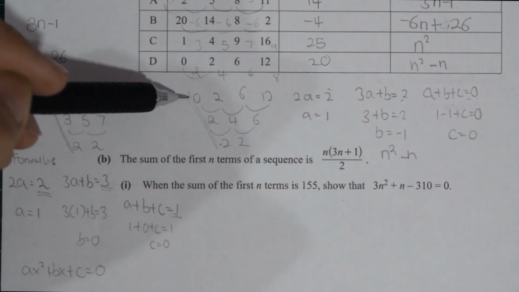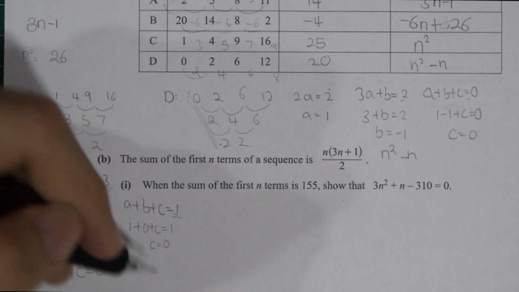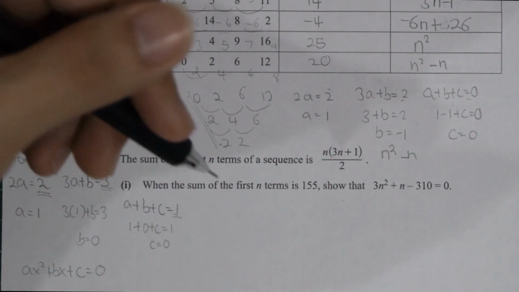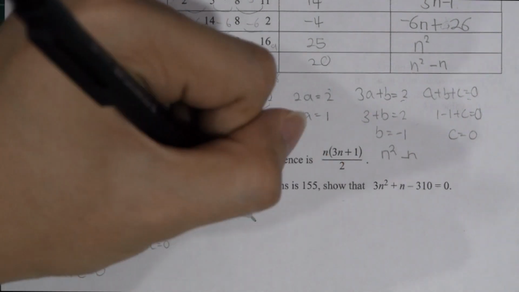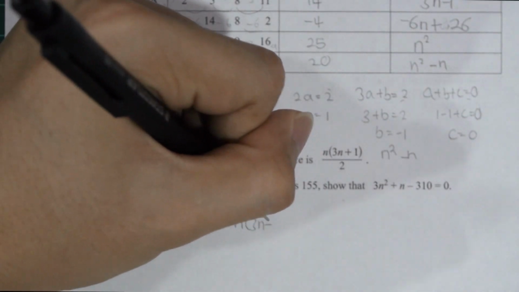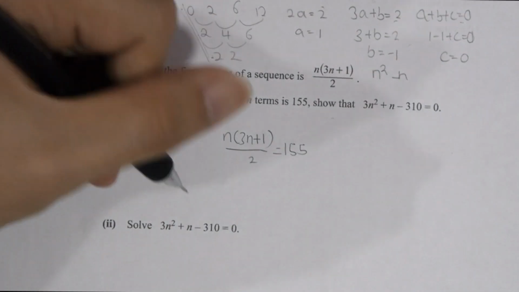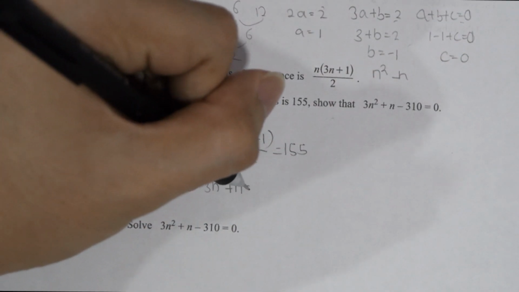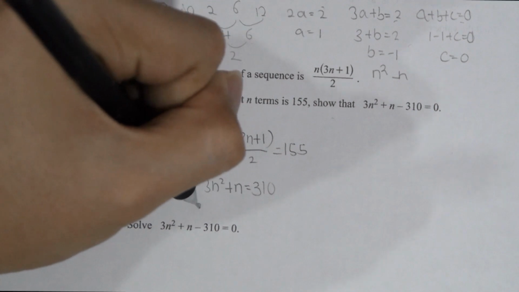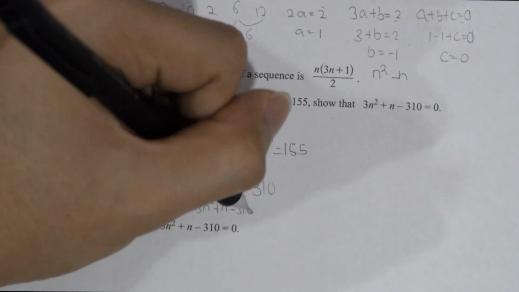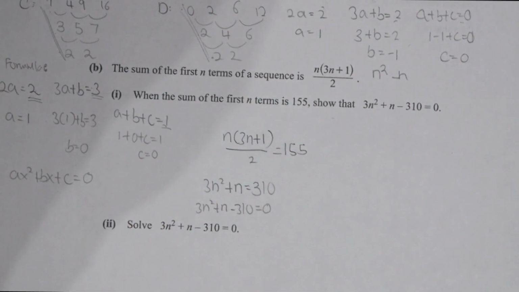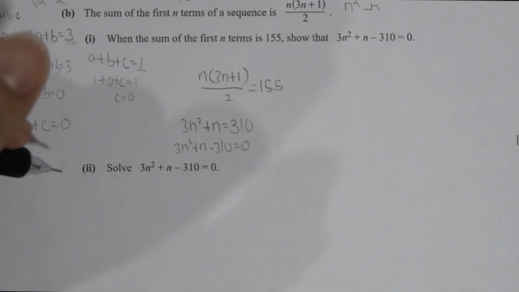So for part B, question 1, all you need to do is to write down the formula that was given, n bracket 3n plus 1 over 2 equals to 155. So by doing the calculation, you will get the equation 3n squared plus n minus 310 equals to 0.